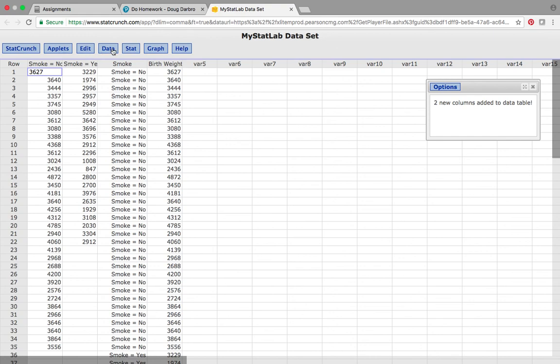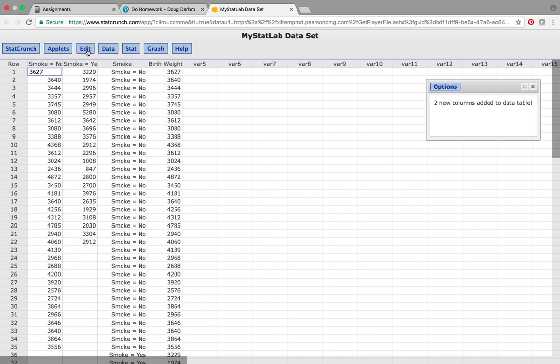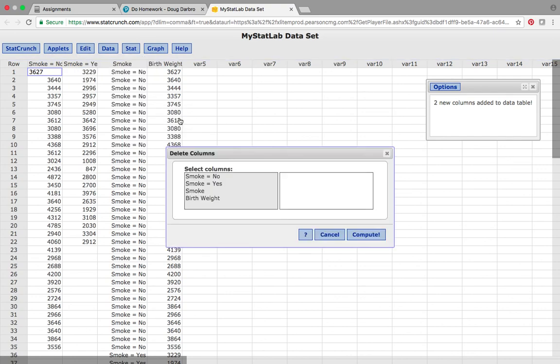So what I want to do now is I want to come into my data. I want to get rid of this information. All right, how do I do that? Here we go. So I want to go to columns, and I want to delete, and I want to delete that, and I want to delete that.